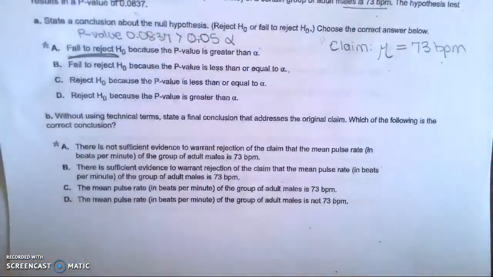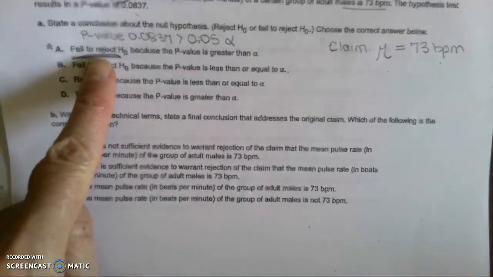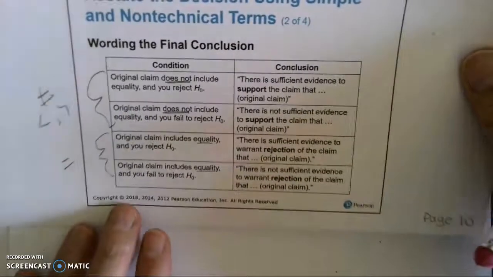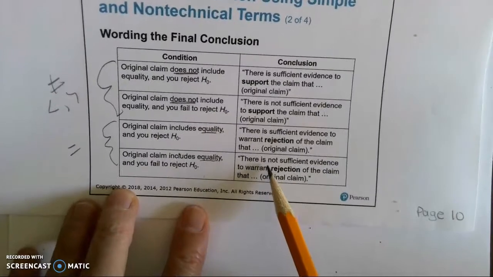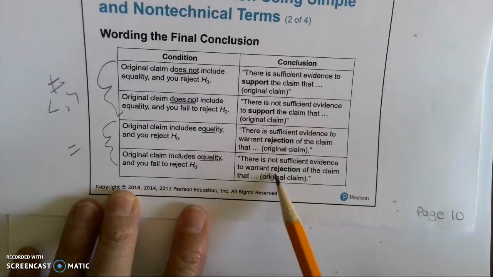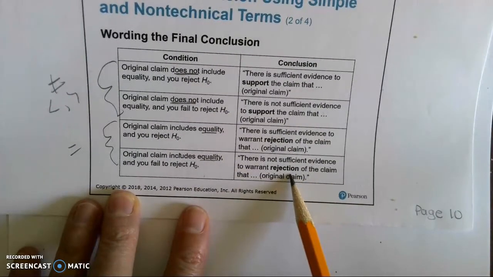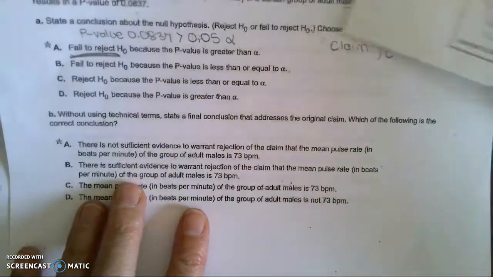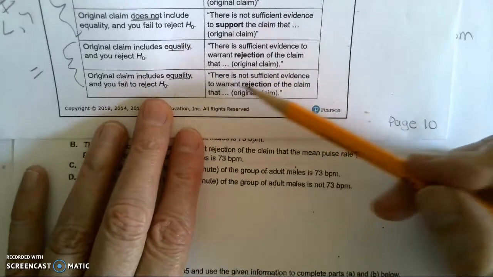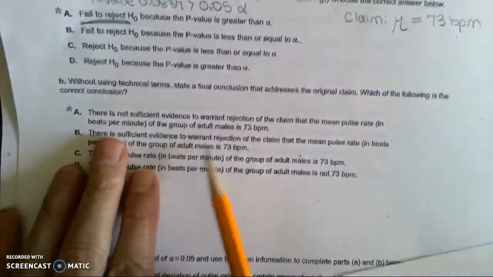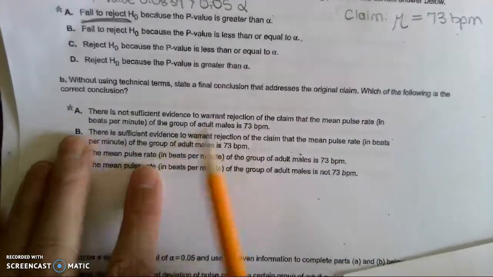And then we have to decide, do we reject the null or not? We fail to reject. So it has an equal sign, and we failed to reject. What that means is there's not sufficient evidence to warrant rejection of the original claim. So if you look down here, it should start by saying there's not sufficient evidence to warrant rejection. And that's this part right here.